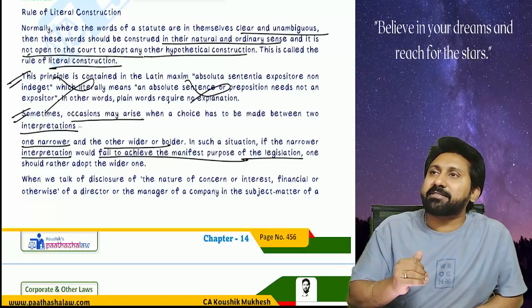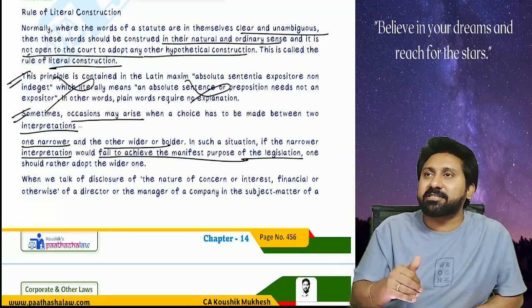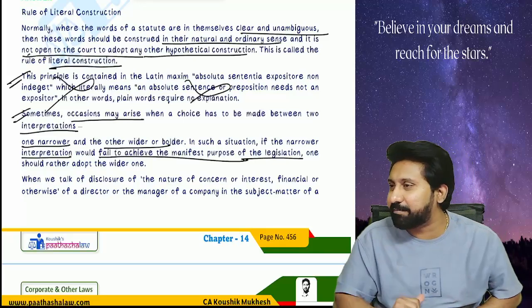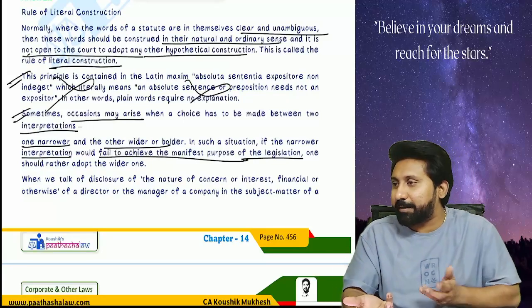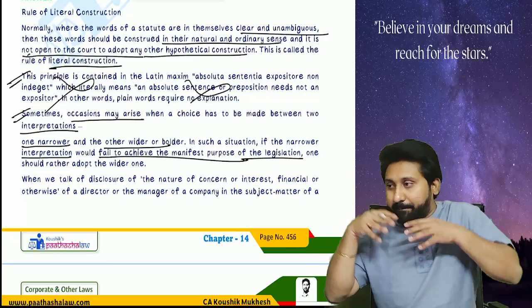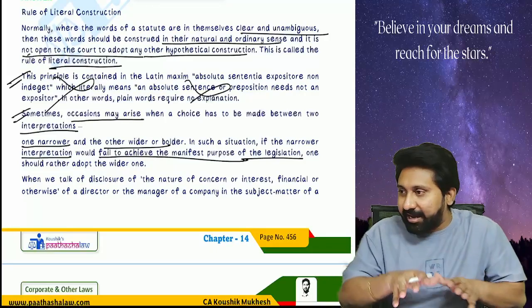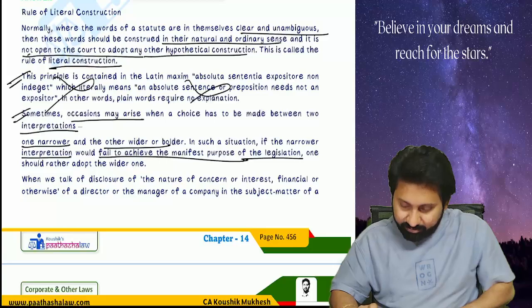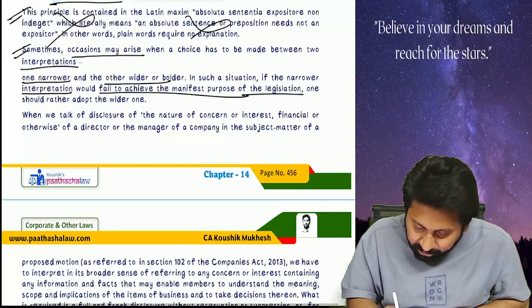Company entering into a transaction with a director, or with the wife of a director, what difference will it make? Anyway, the director is an interested party in that. I am not personally interested, but you need not be personally interested. Indirect interest is also covered. So one should adopt the wider interpretation.